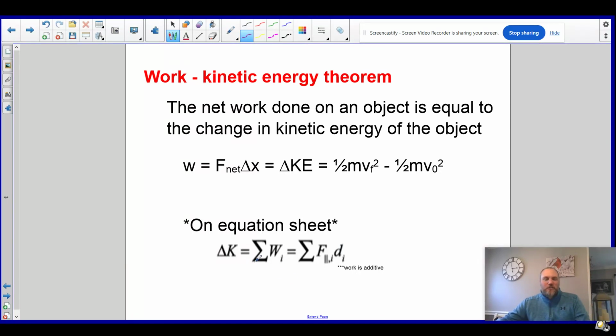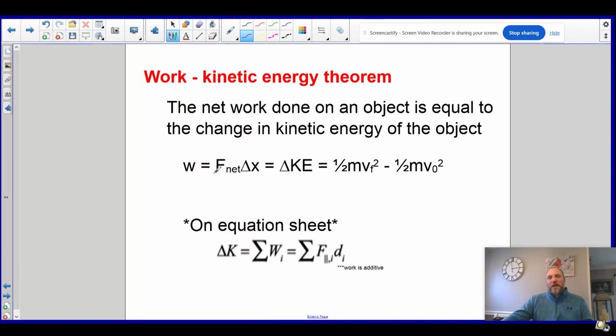This below is directly from the Physics 1 equation sheet. Just wanted to add here that they write it a little bit more formally. They say the change in kinetic energy is equal to the sum of all the work that's being done. So they have that Greek letter sigma, and that just means that work is additive. So if a force comes along and it does work on an object and it changes the kinetic energy, and then another force comes along and also does work, we can just continue to add those works together to get the total change in kinetic energy. So that's the only reason why they have that sum there.